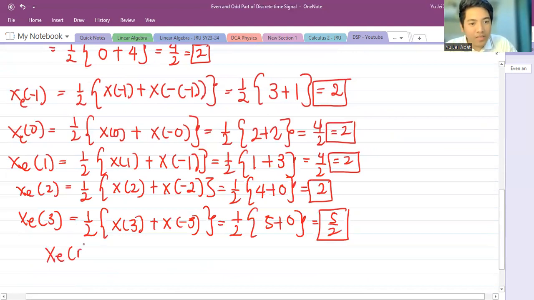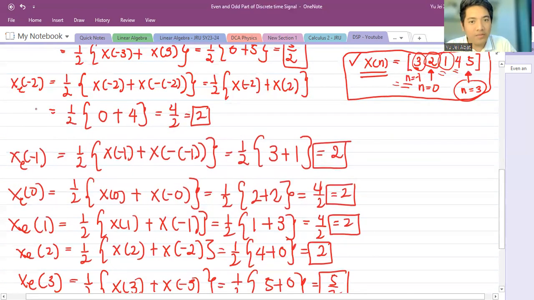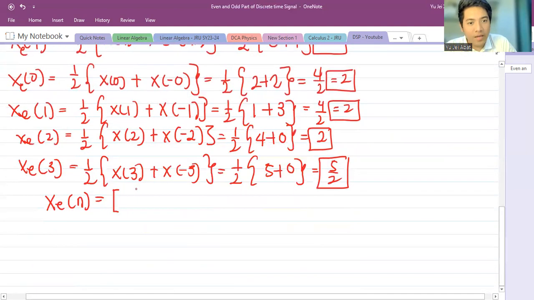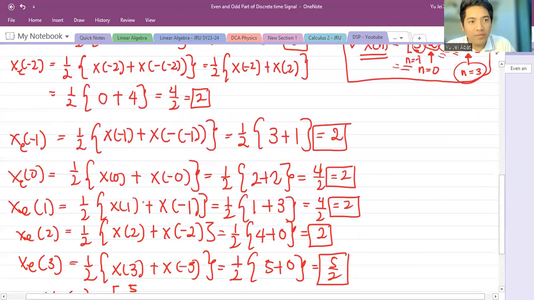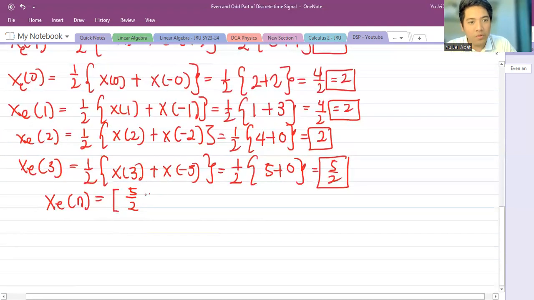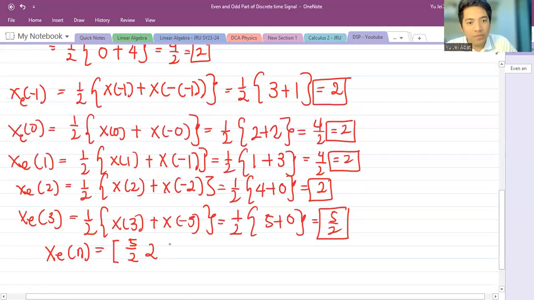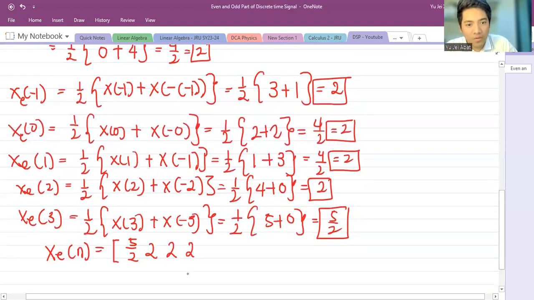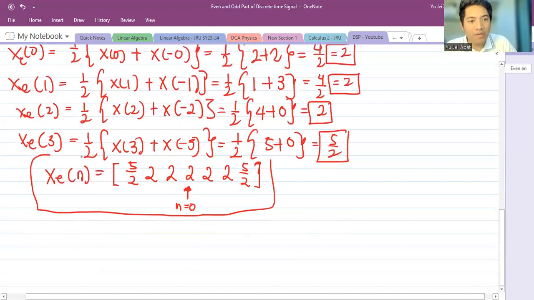The even part of this signal is as follows. So again, we start with the negative 3. For the negative 3, we have 5/2. For the negative 2, we have 2. For the negative 1, we have 2. 0 is 2 also. So let me just write this, indicating that this is n equals 0. So we have 2, 2, 2, and then again 2 for 1, 2 for 2, and then 5/2, another 5/2 for 3. Okay, n equals 3. So this is our even part.